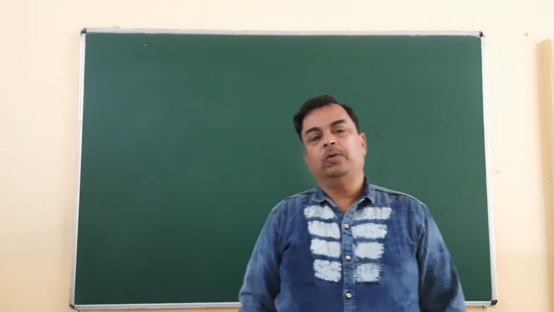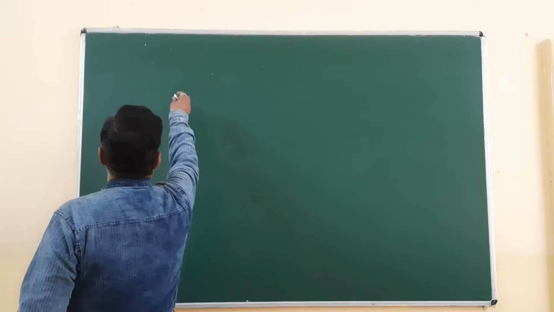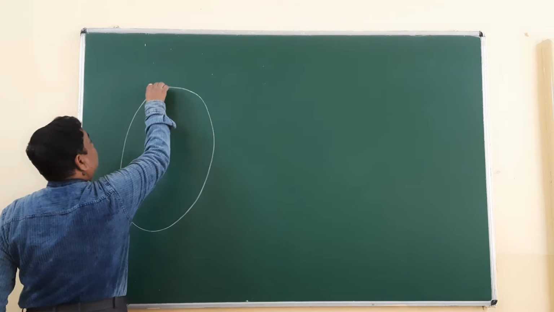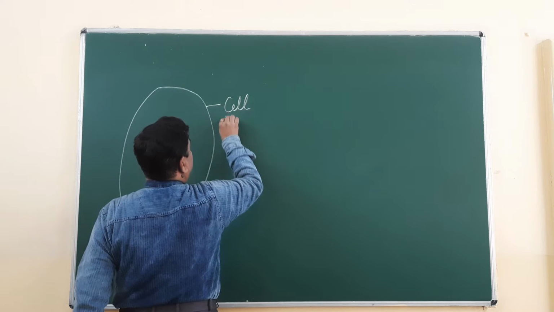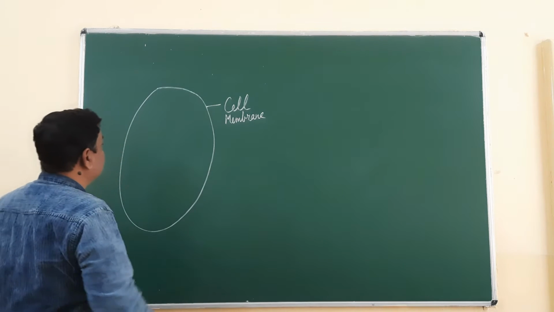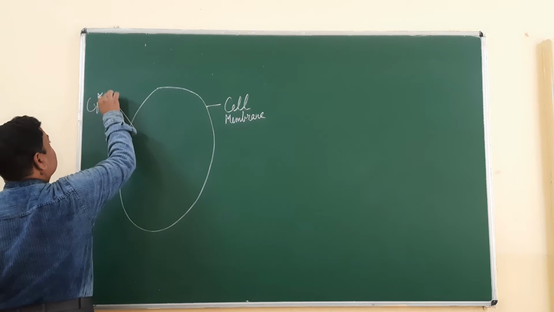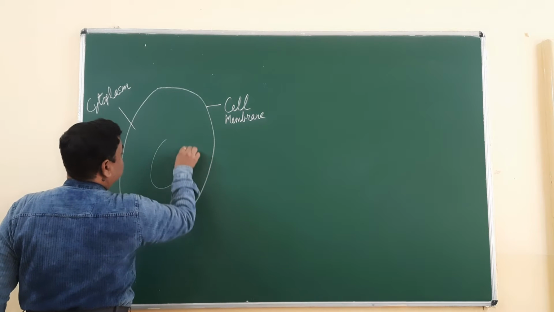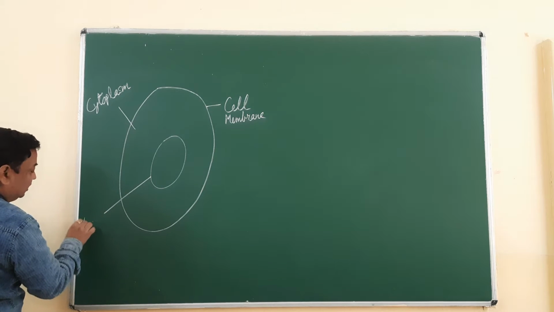You have already studied about the cell. Whenever we talk about a typical cell, the cell must have a cell membrane. Then it must have cytoplasm. And then a spherical structure known as nucleus.